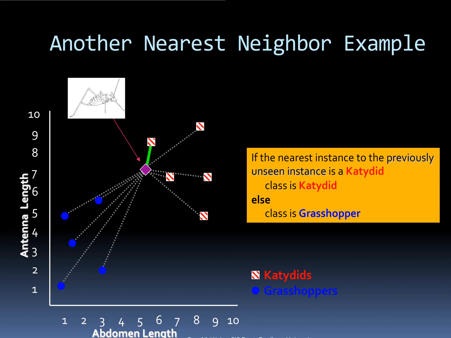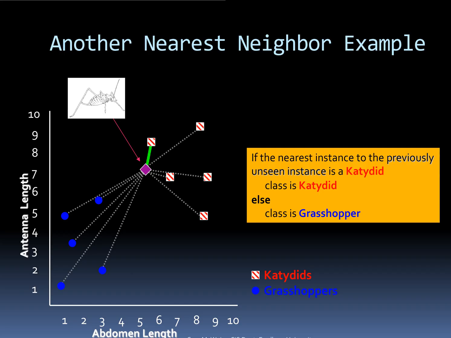Here, we have another example of the nearest neighbor approach. The graph plots abdomen length against antenna length to classify an unseen instance. In this scenario, if the nearest instance to the unknown data point is a katydid, the class is determined to be katydid. Otherwise, it is classified as a grasshopper. The red symbols represent katydids, and the blue symbols represent grasshoppers.